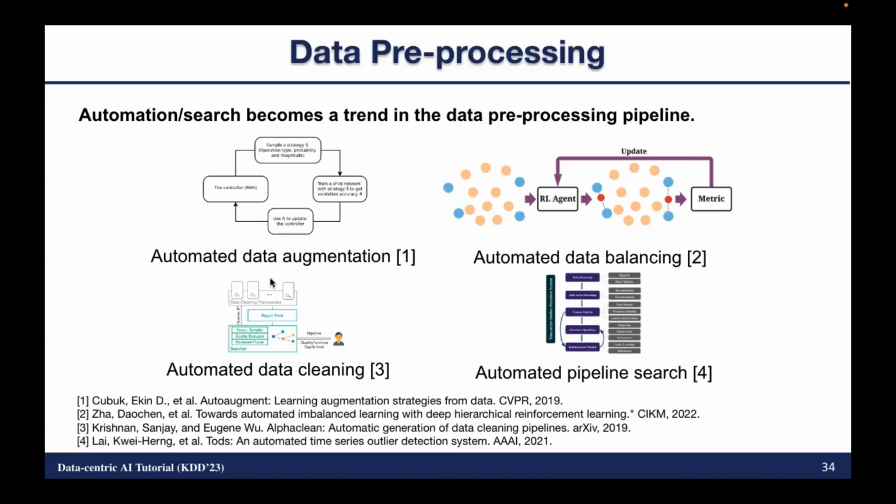And the third one is automated data cleaning. There's a recent work called AlphaClean. They use some search algorithms to design the best data cleaning strategies. And finally, automated pipeline search. In machine learning, there is often a pipeline. In the first step, maybe we need to do the data preprocessing, the data scaling, and finally train a model, which is a long process. To optimize the performance, we usually need to find the best data pipeline and the model pipeline within the whole search space. So in this work, a data pipeline search algorithm is developed for anomaly detection.